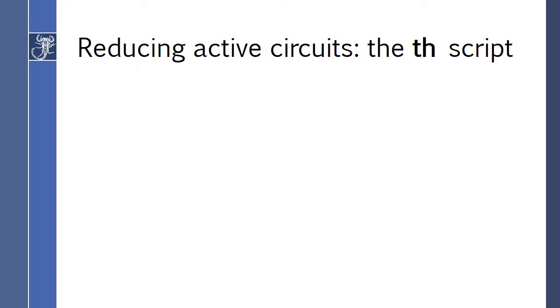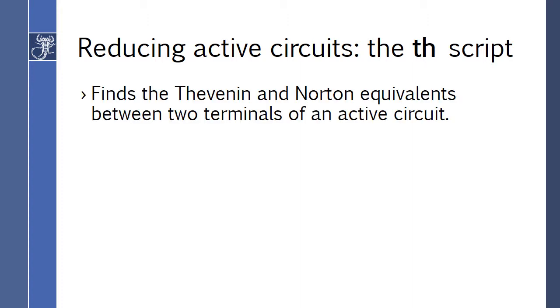On the other hand, if the circuit is active, meaning if it has an independent source, then we need to find a Norton or Thevenin equivalent. That is to say, an equivalent that has a source and a resistor. We can do this in Symbulator using a script called TH.